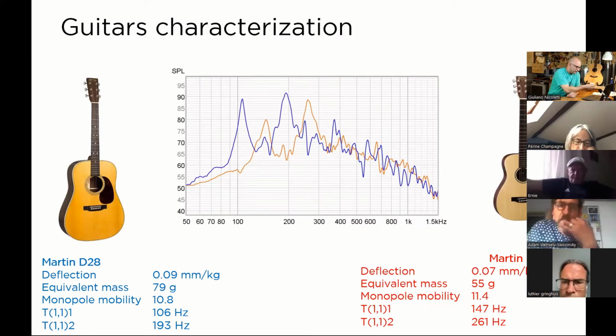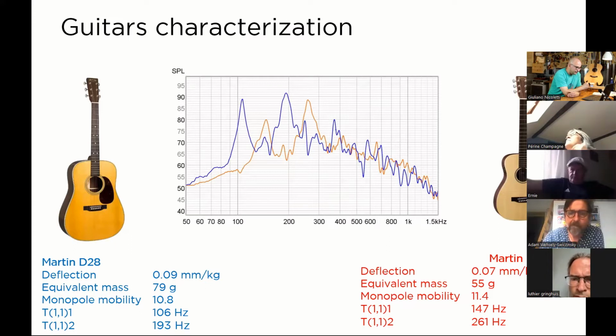Of course, the first thing that you can see is that the SPL of the D28 is much higher than the SPL of the small Martin. It produces more sound, it's clear. It has a much lower bottom end. The first peak is at 106 Hz, and on the small Martin it is 147 Hz. It's a huge difference. And this is what we can expect, of course, from this comparison.